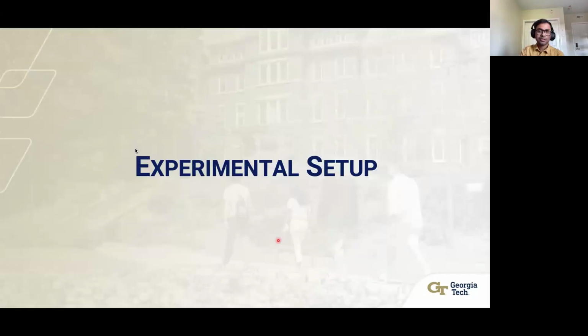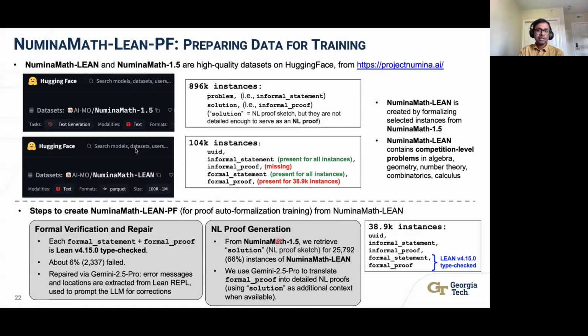So now that we have covered the proof-rich pipeline, let's move to the experimental setup. Here I'll describe the dataset and the metrics. For training proof-rich, we prepared a dataset called NuminaMath Lean PF. This builds on the existing high-quality datasets NuminaMath Lean and NuminaMath 1.5, which are available on Hugging Face. NuminaMath 1.5 contains a large collection of math problems. From this, NuminaMath Lean was derived. It is a subset of 104,000 instances covering competition level problems in algebra, geometry, number theory, etc.